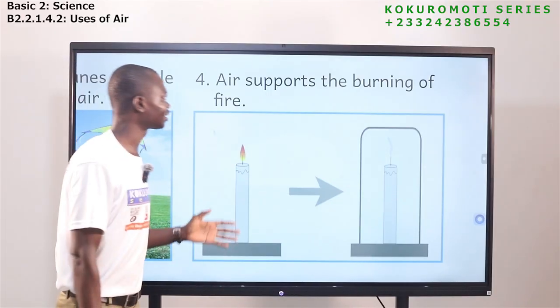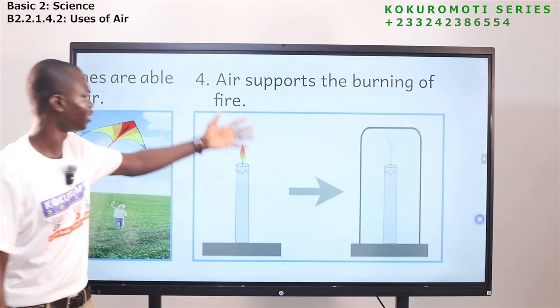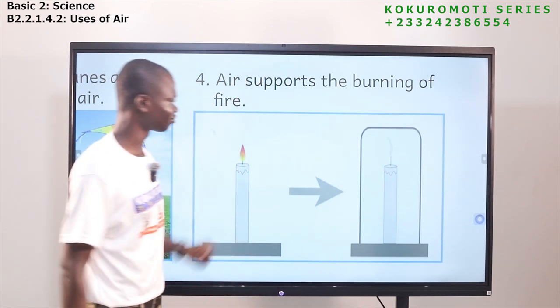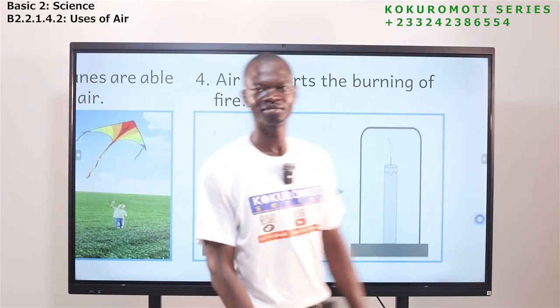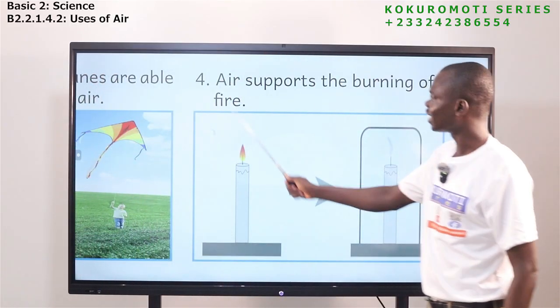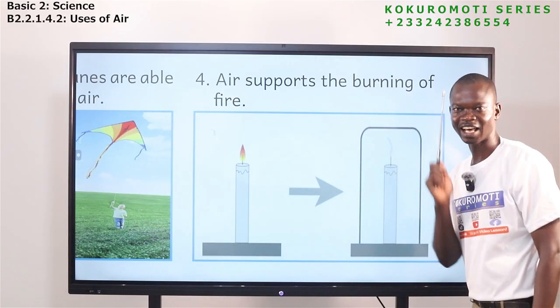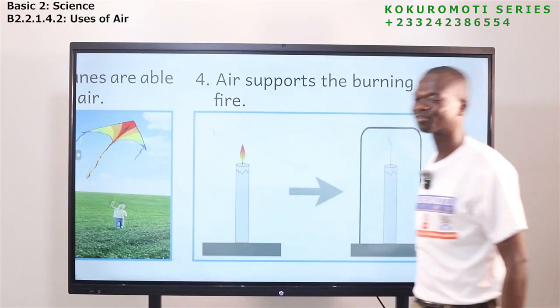So we have seen that air helps aeroplanes and kites to fly. The next one is that air supports the burning of what? Fire. Listen, this side is important to me. Let me take it again. Air supports the burning of fire. The last one, air supports the burning of fire.